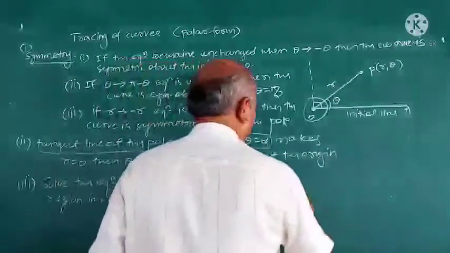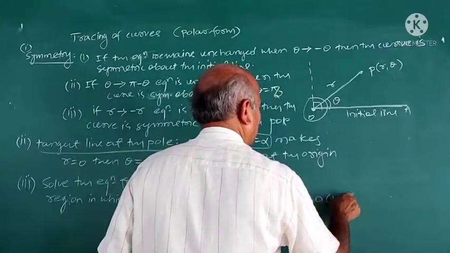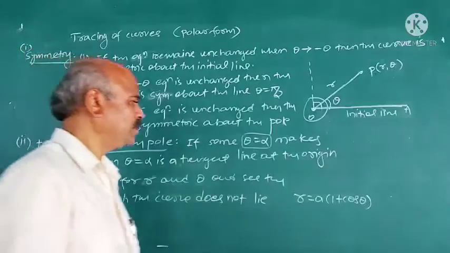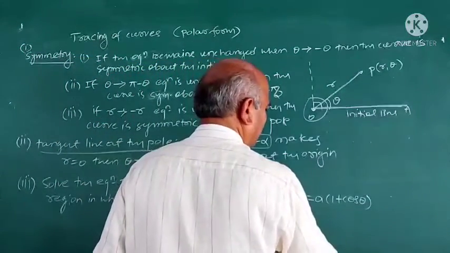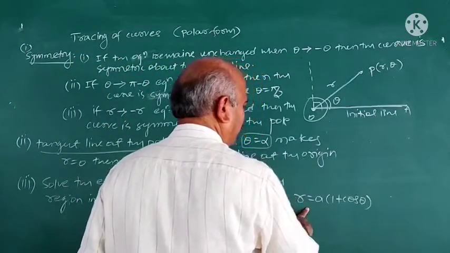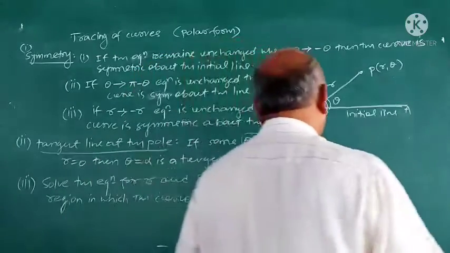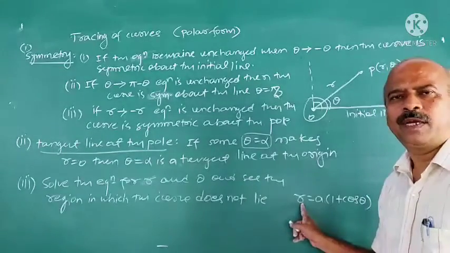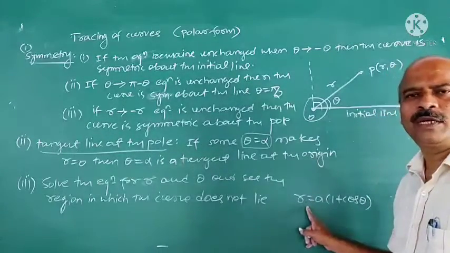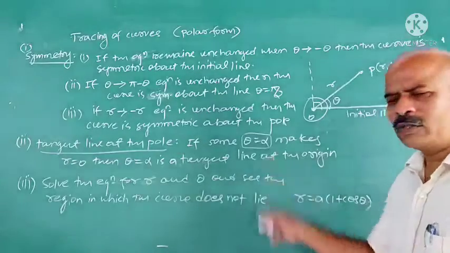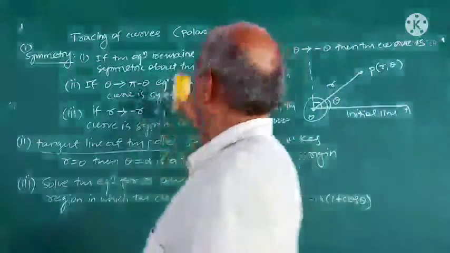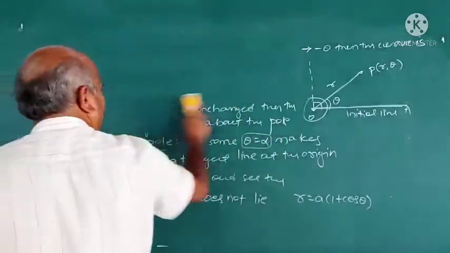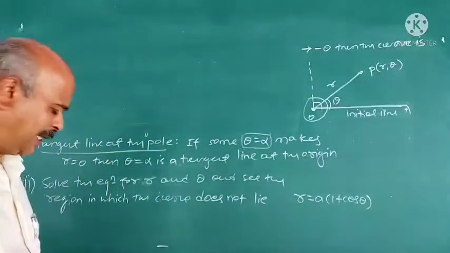I give an example here. Suppose r is a into 1 plus cos theta. Then what happens here? r is a into 1 plus cos theta, so r is not negative for any value of theta. That gives an idea about the region. In the example I explain, I take the next example.